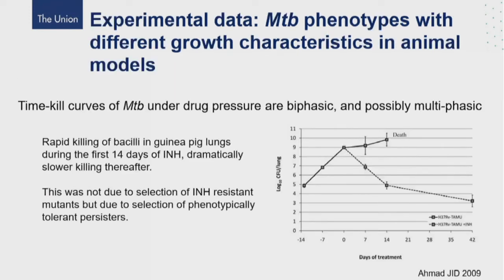And there's definitely experimental data to support different phenotypes in MTB that have different growth characteristics in animal models. So time to kill curves of MTB under drug pressure are typically biphasic, and sometimes people have found multiphasic curves. Here you see, this works. Okay, so you see growth and then a rapid decline when the culture is treated with isoniazid, and then a change in kill curve. So what Ahmad et al. showed was that this was not due to selection of INH resistance, because this was INH mono treatment, but due to the selection of phenotypically tolerant persisters.